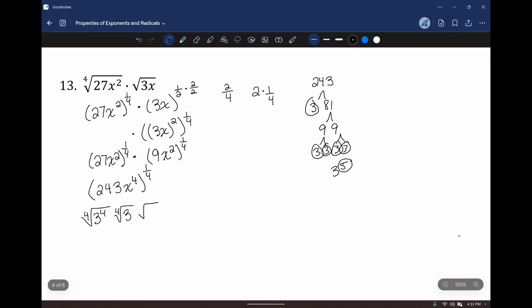And then I know that x to the 4th is a perfect fourth root. So my perfect fourth roots would be the 3 to the 4th. The fourth root of 3 to the 4th is 3, and the fourth root of x to the 4th is x. And then you have your fourth root of 3.